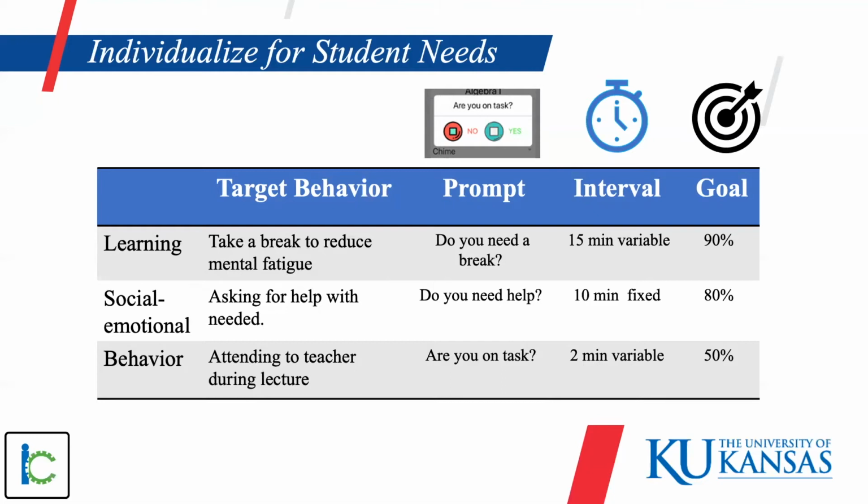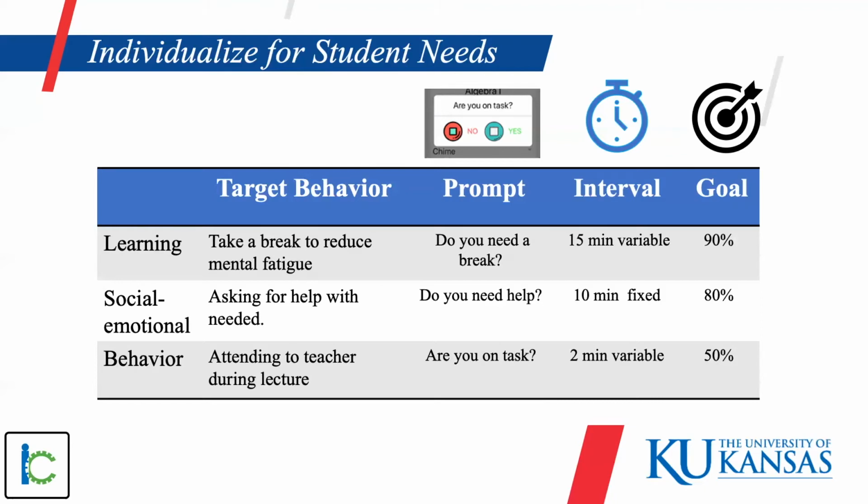So we talked about this a little bit with the target behavior. Think about what it is that the student really needs help with. And we wanted to give you an example of what this can look like. I think, are you on task is probably the most common prompt that we see. It's the most common thing that people use IConnect for. But there's lots of other behaviors that you can target using IConnect.